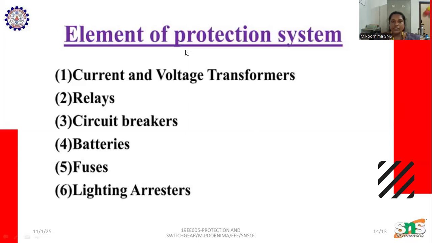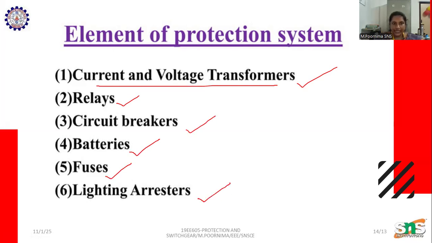So what are the elements of power system protection? The first element is current and voltage transformers, the next one is relays, the third is circuit breakers, the fourth is batteries, the fifth is fuses, and the sixth is lightning arresters. These are the main elements of electric power protection.